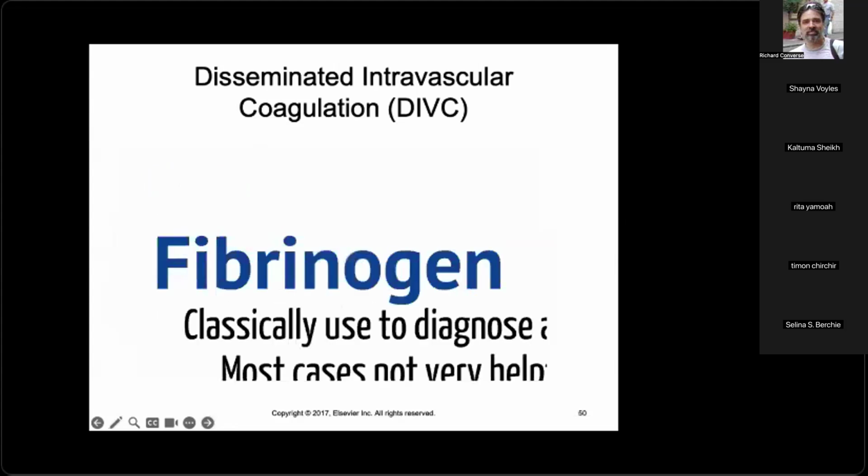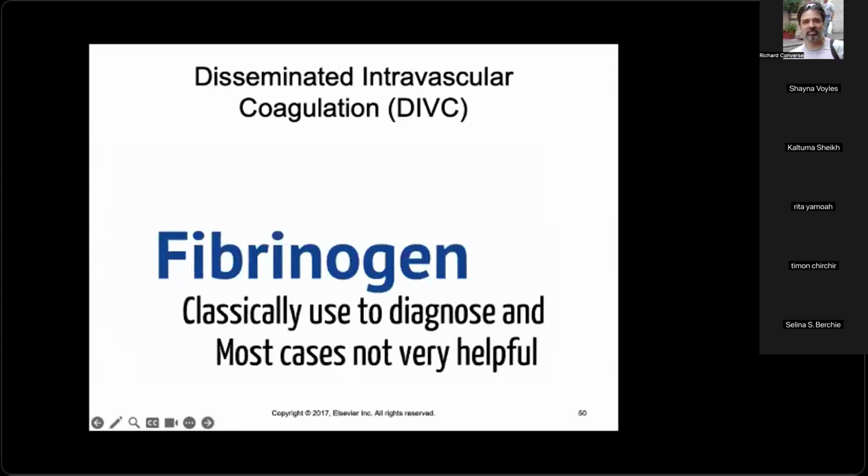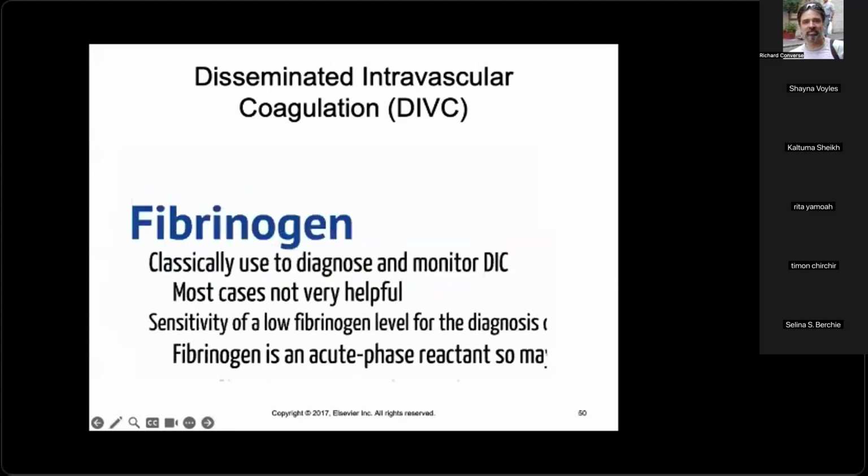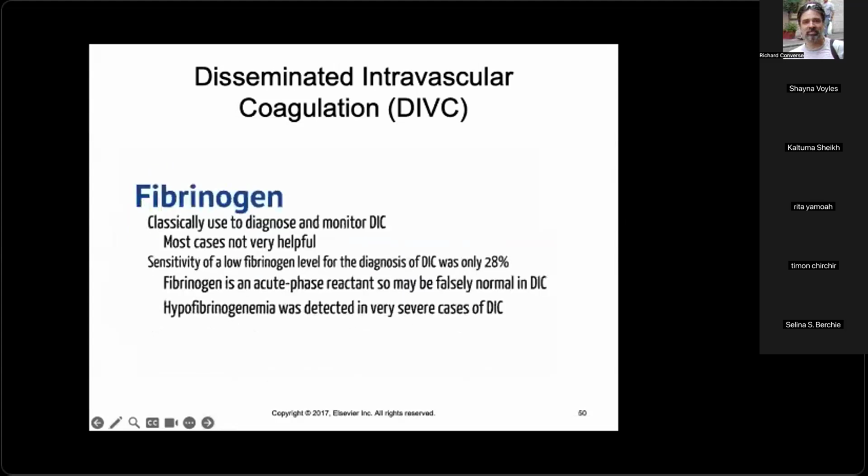Another lab we commonly get is fibrinogen. Fibrinogen is classically used to diagnose and monitor DIC. However, you must realize fibrinogen in most cases may not be very helpful. And the reason why is fibrinogen has a very low sensitivity for diagnosis of DIC at about 28%.